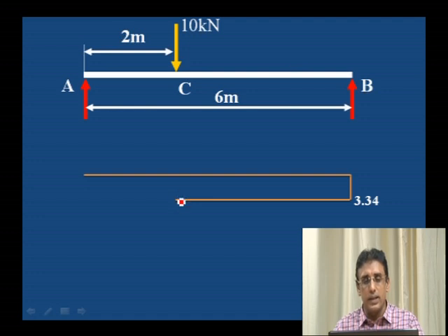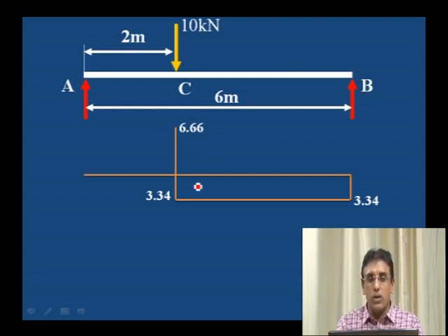At C it suddenly changes to 6.66. But you should see 6.66 plus 3.34, the total should be 10. The total drop should be equal to 10 kilonewton. In the previous session also I explained, wherever the point load is acting, at that particular place the vertical drop should be equal to the load. Here 6.66 plus 3.34 is equal to 10 kilonewton.